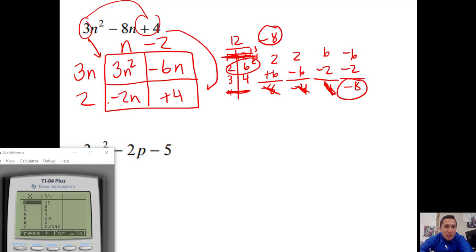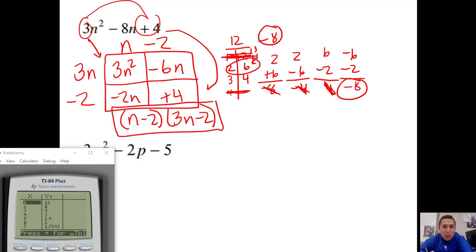And what sign is touching this 2? A minus. That means that this 2 has to be minus. So now we can just write our answer as n minus 2 and 3n minus 2, and you are finished. It doesn't matter which one goes first. You can write 3n minus 2 first and then n minus 2 second. Same answer. You're fine. Great job.